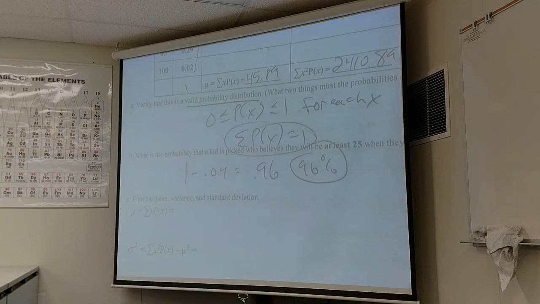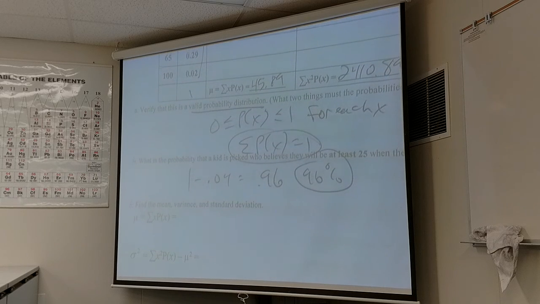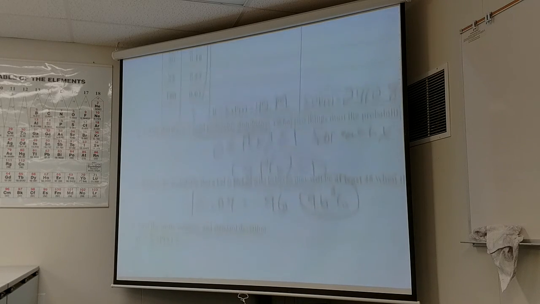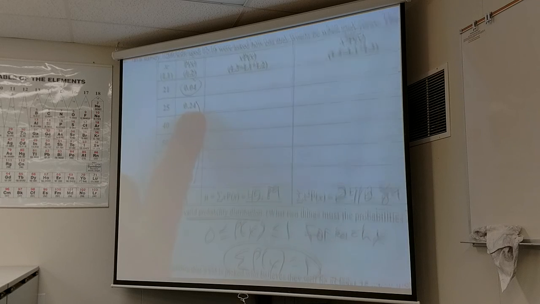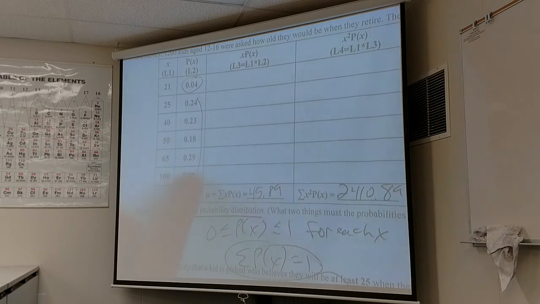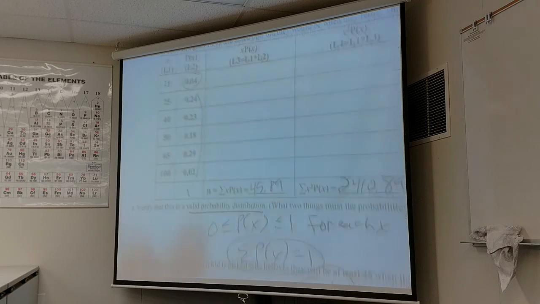Okay. So, 0.4. It says at least 25, so I would have mistaken it for 0.24, but it's not. 0.24 is the probability that somebody thinks that they will be exactly 25. At least 25 is 25, or 40, or 50. So I would add all those up, but the shortcut, of course, is just 1 minus that. I like it.